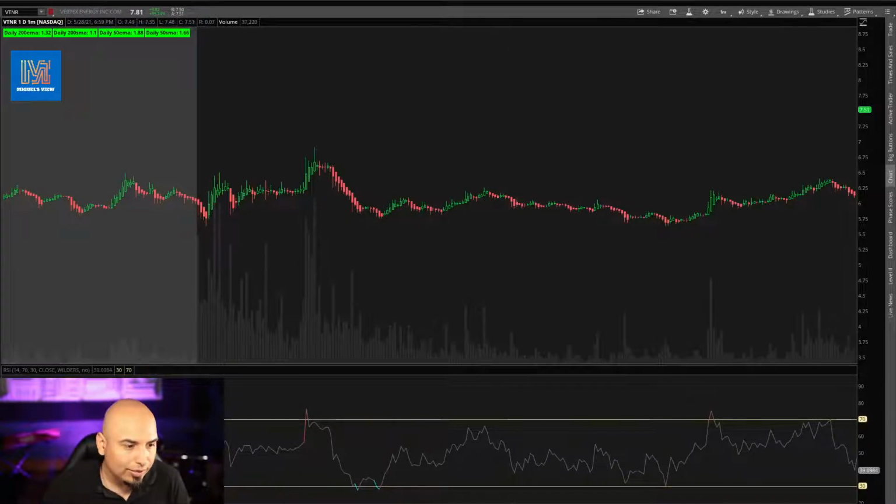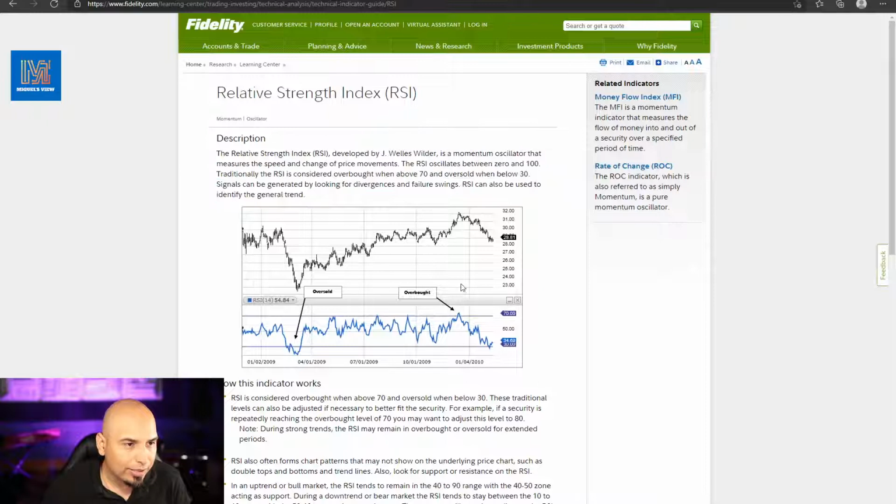The RSI, what is the RSI? Let's bring it up really quick here. It's the Relative Strength Index developed by J. Wells Wilder. It's a momentum oscillator that measures the speed and change of price movements. The RSI oscillator oscillates between 0 and 100. Traditionally, the RSI is considered overbought when it's above 70 and oversold below 30. Signals can be generated by looking for divergence and failure swings. RSI can also be used to identify the general trend. All right, so that's what the RSI is, Relative Strength Index.